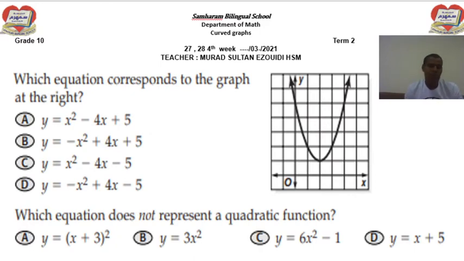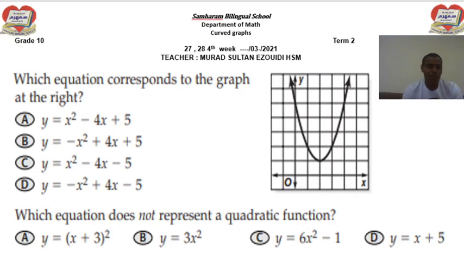Farah or Fatima, can you read the question? Yes, good. Which equation doesn't represent a quadratic function? The quadratic function, my learners, has degree 2 as the highest power. If the highest power or exponent of the x terms is 0, 1, 3 or something else, it is not a polynomial of power 2 and is not a quadratic function.